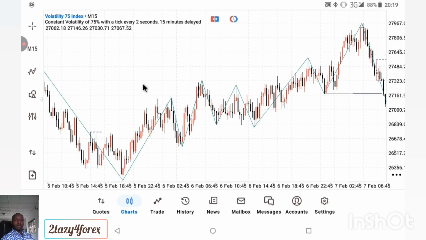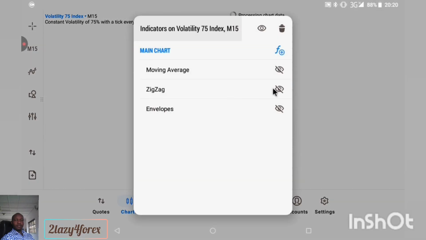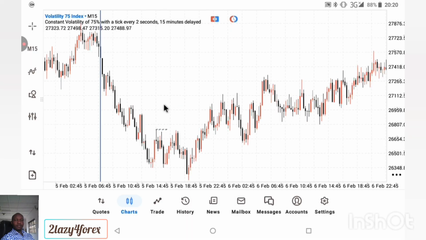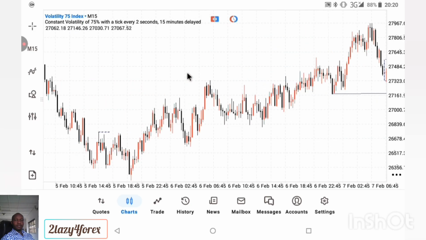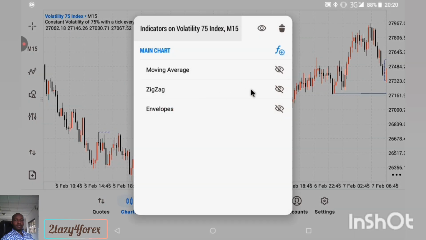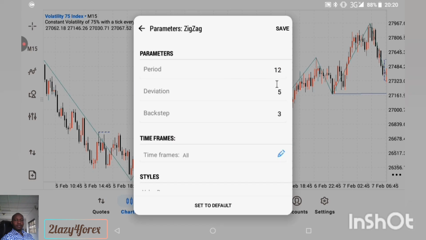Please do yourself a favor. This is what your chart looks like without it. Empty. But once you put it on, the magic happens. Look at the settings. Default. You don't have to change anything.